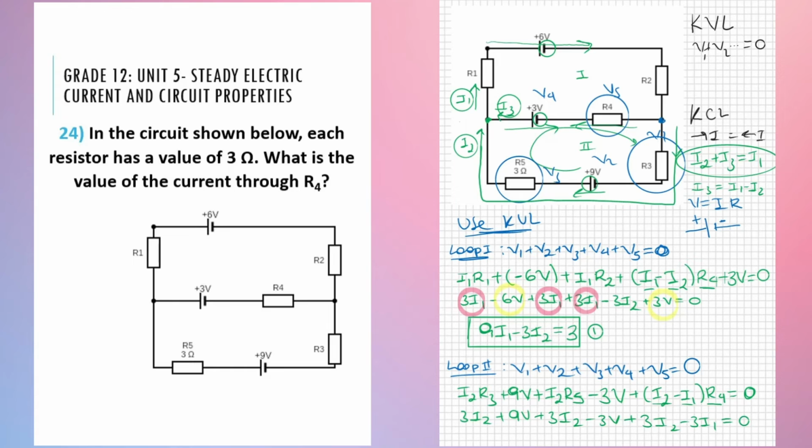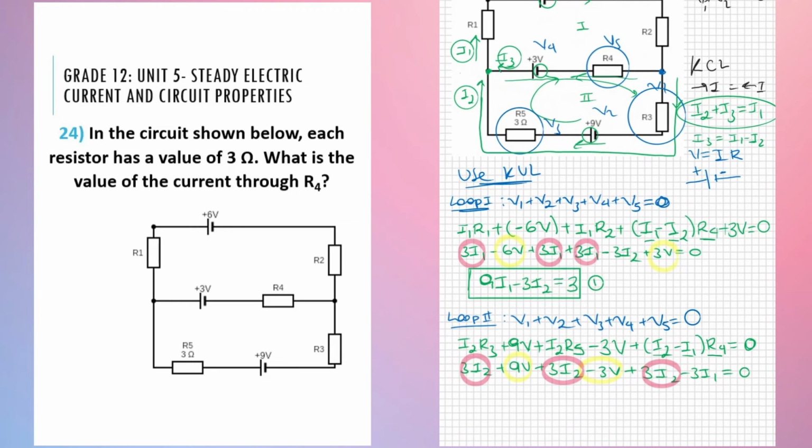So let us put the 9 volts together with the minus 3 volts, and let us put the 3I2 with 3I2 with 3I2. Let's just shift this a bit down so we can see that we have 9I2 minus 3I1. 9 minus 3 volts will be 6 volts, but let's take it to the other side so we can get minus 6. So this is our second equation that we will use. This is equation number 2.